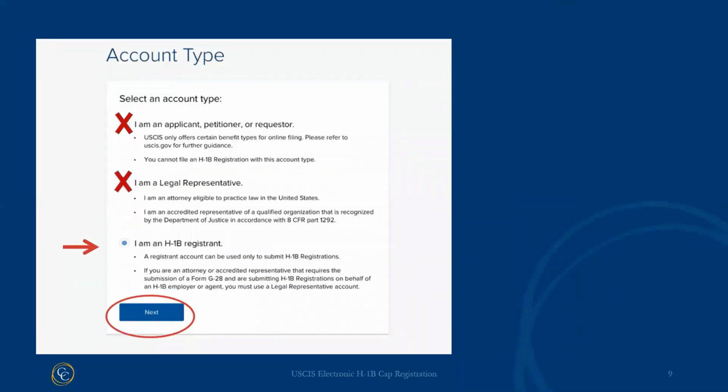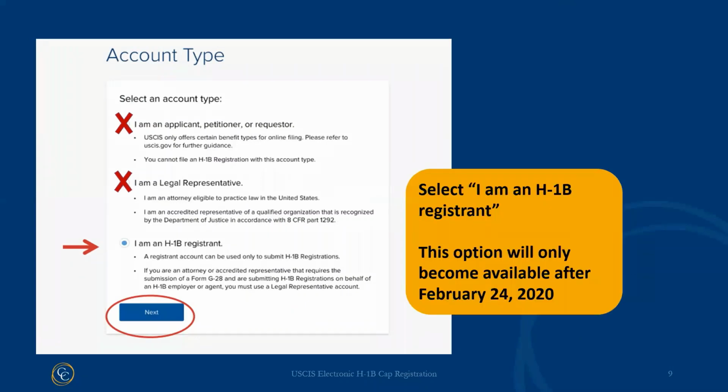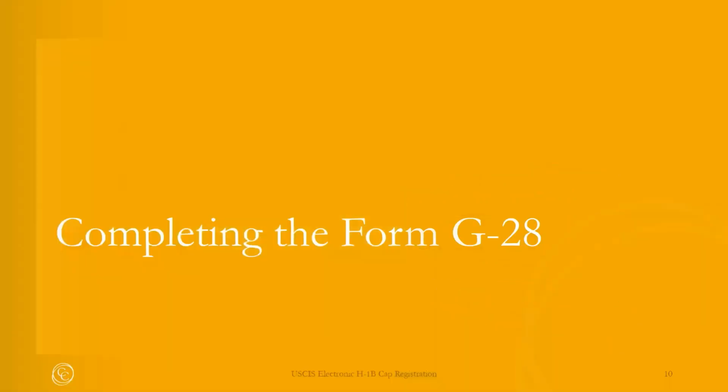On this page, you must select an account type. Again, you may already have a petitioner account with USCIS, but you will still need to create an H-1B registrant account type. This is different and separate from any pre-existing accounts. Please click the I am an H-1B registrant option. Your account should now be created. You will not be able to do anything with the account until USCIS opens the electronic H-1B registration on March 1st, 2020 at 12 p.m. EST. Audrey will now go into detail on how this will happen.